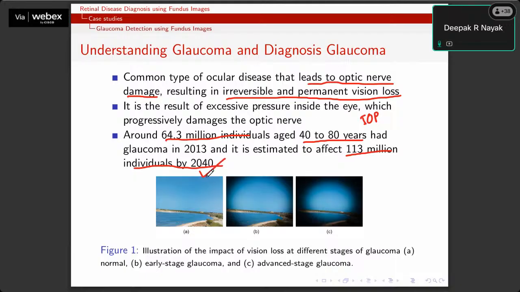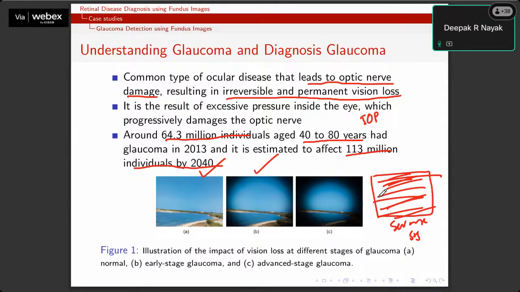This is the normal eye. Here you can see the impact of the vision loss. You can see the visual field is getting reduced, and this is sometimes known as early stage glaucoma. Then the advanced stage, and in the severe stage of glaucoma, it will be completely blacked out. And it is an irreversible disease. Therefore, early detection of glaucoma is very, very important to save the vision.